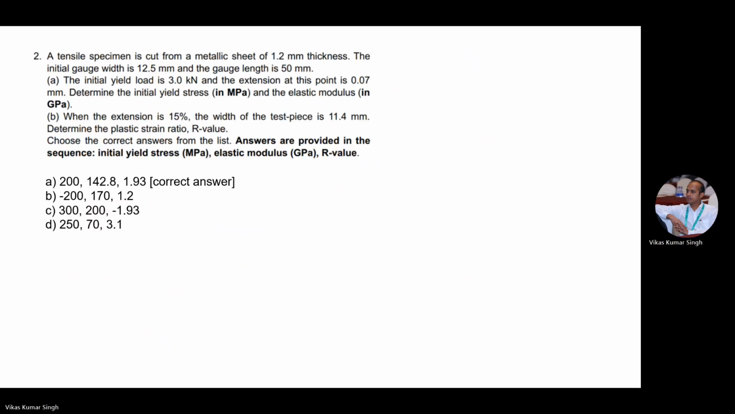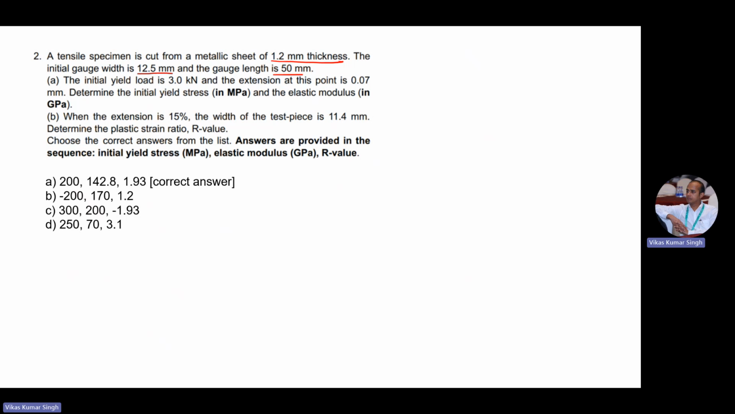Okay. So now we are coming to the second question in the assignment. And this is a very interesting question. A tensile specimen is cut from a metallic sheet of 1.2 mm thickness. The initial gauge width is 12.5 mm and the gauge length is 50 mm.